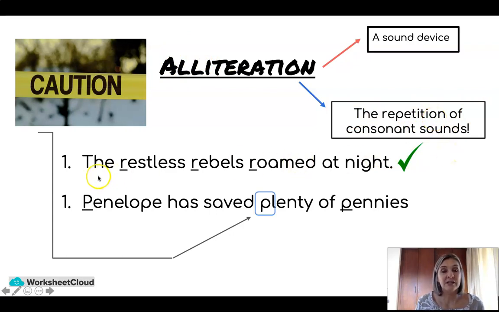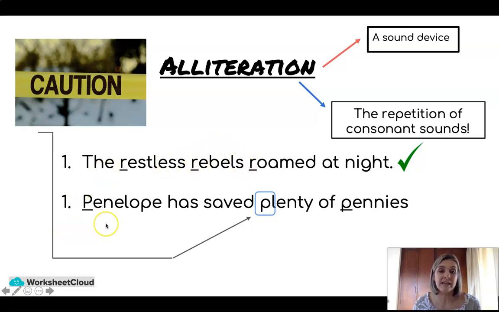So if we look at these two examples, I have put a caution because I'm going to show you the difference. The first one, the restless rebels roamed at night. Starting with an R, it's not just the repetition of the letter, it's also the sound. But there's the R sound in all of them. R, R, R. Restless rebels roamed.